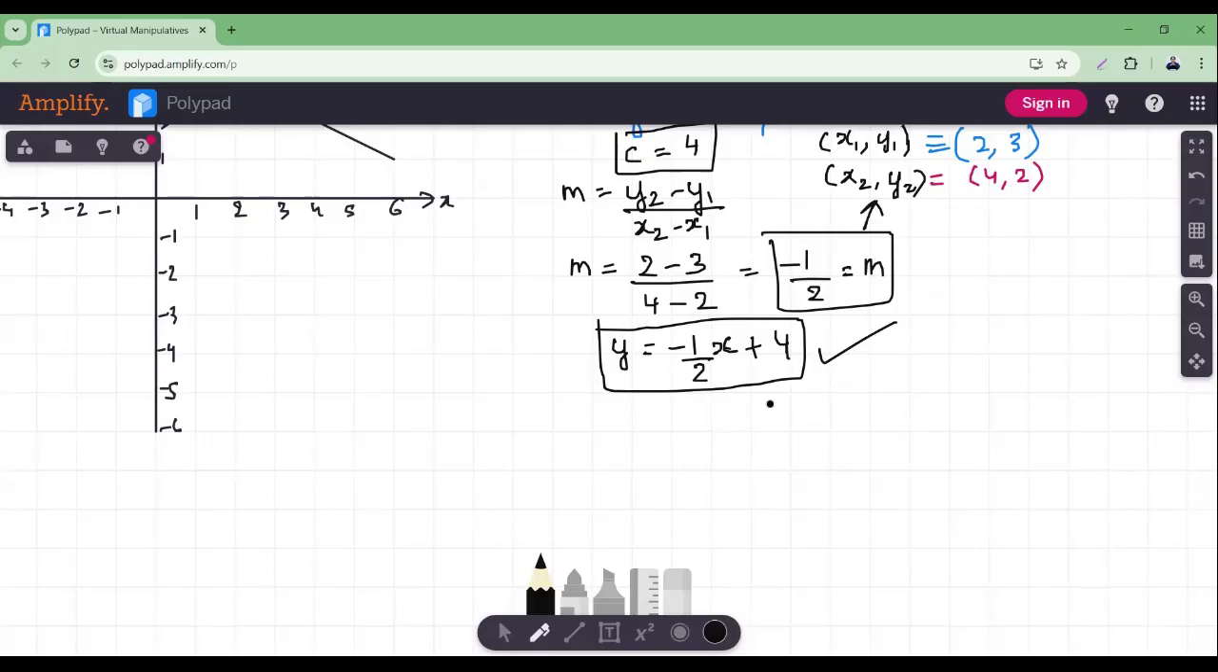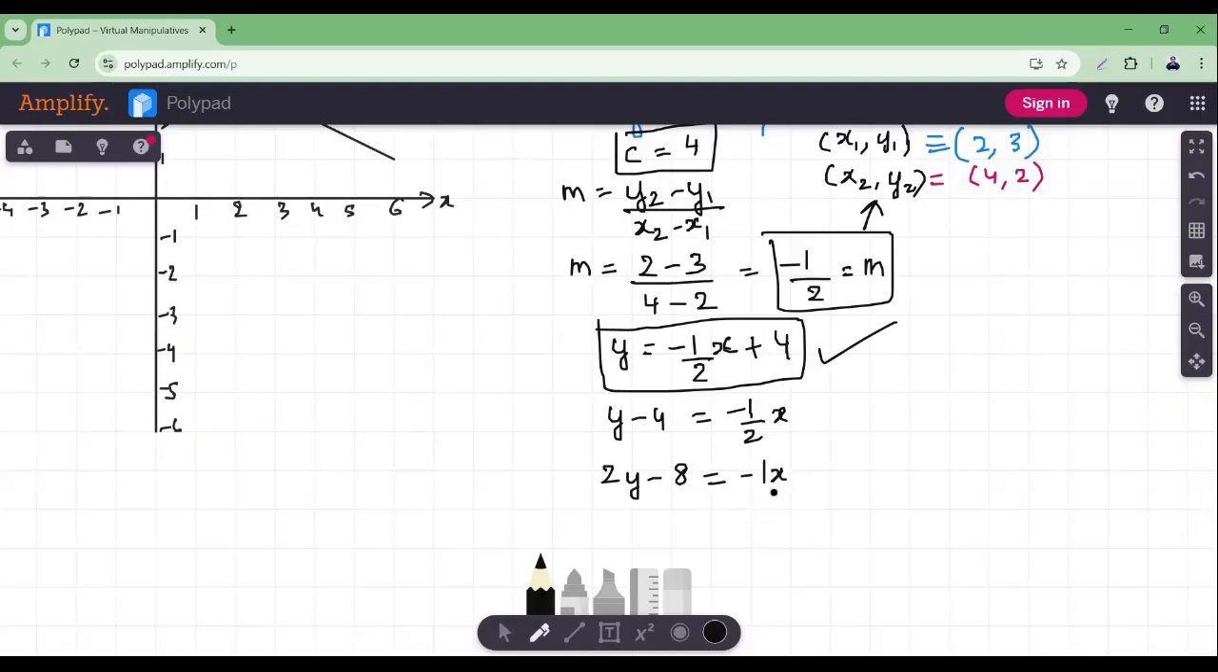Or we can also further do this: I'll take the plus 4 on the other side. I get y minus 4 is equal to minus 1 by 2x. Then what am I going to do? I'm going to multiply by 2 on the other side. So I'm going to get 2y minus 8 is equal to minus 1x.